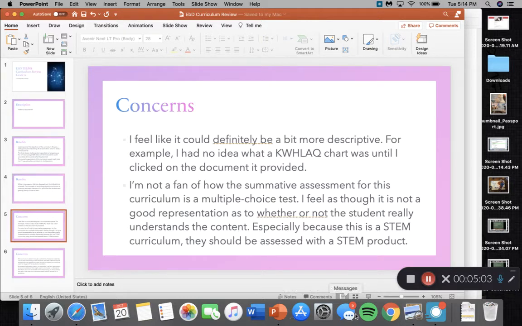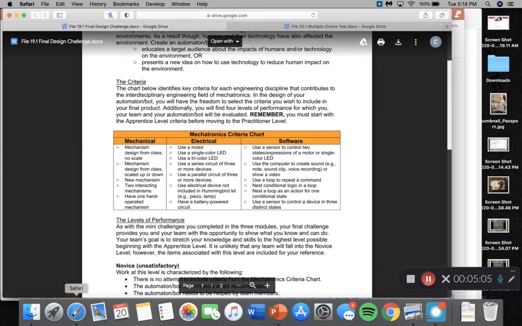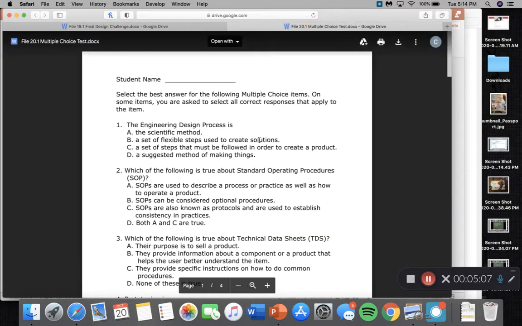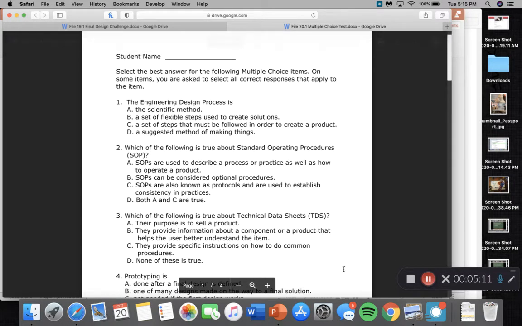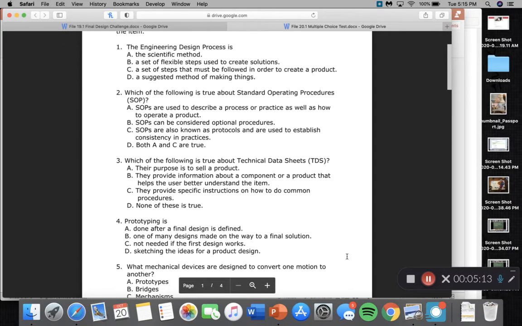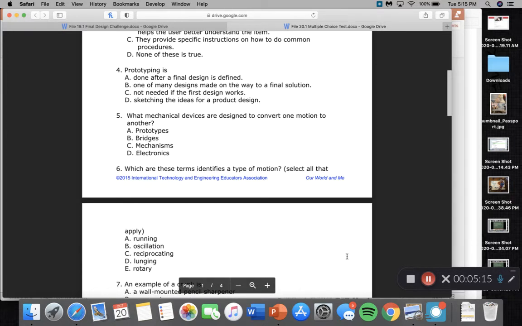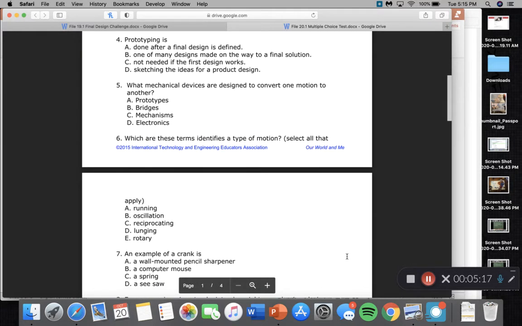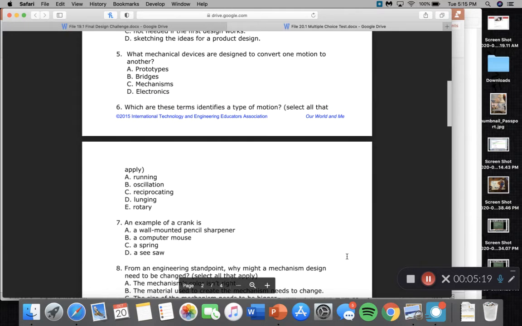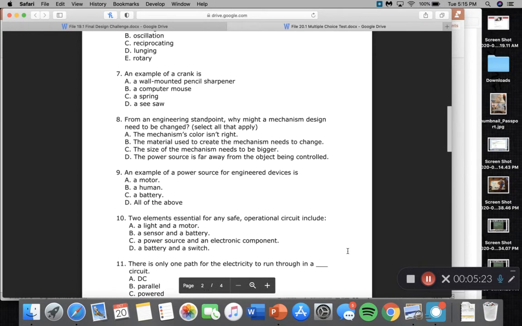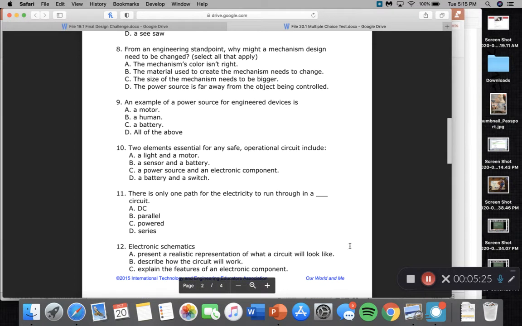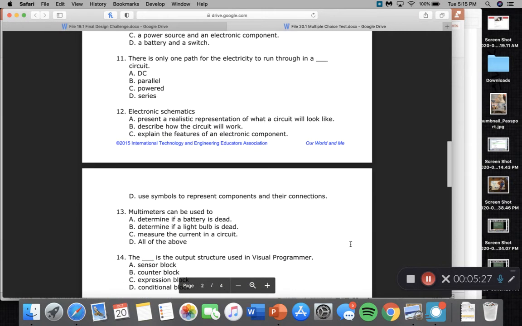So I'm also going to pull up the multiple choice test just so you could see the idea of it. So these are really basic questions that are just comprehension, and I understand that's important, but at the same time, if they're making the design challenge, they are already going to have, or hopefully have, the basic comprehension that they need for the content that was presented to them throughout this entire curriculum.